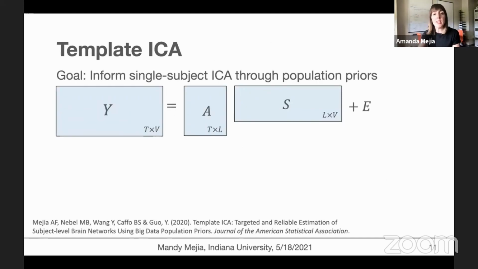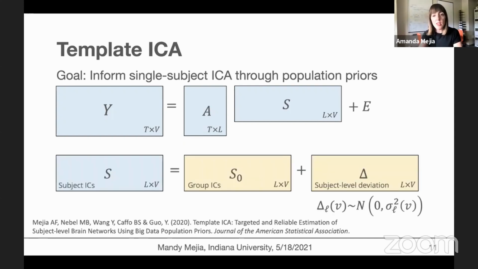Okay, so template ICA takes this approach in a sense. It's kind of a hybrid between a hierarchical ICA and one of these two-stage group ICA to subject IC approaches. We start with the single subject ICA model, and we just add a second level. In the second level, we relate our subject level ICs that we want to estimate to the known group ICs plus an unknown subject level deviation.